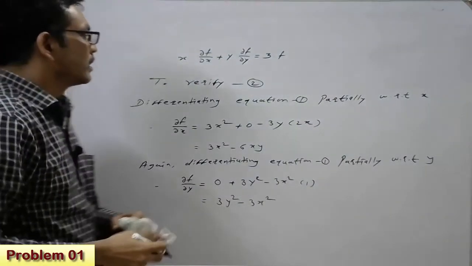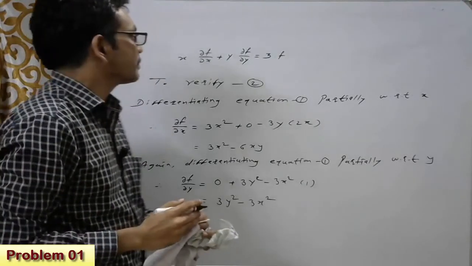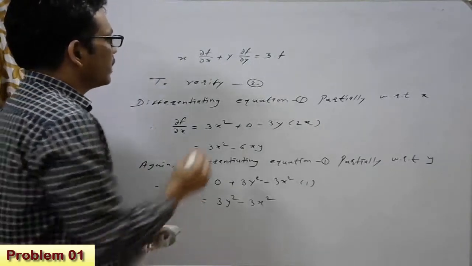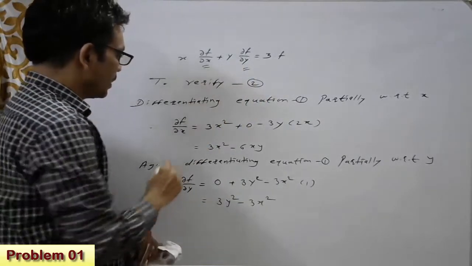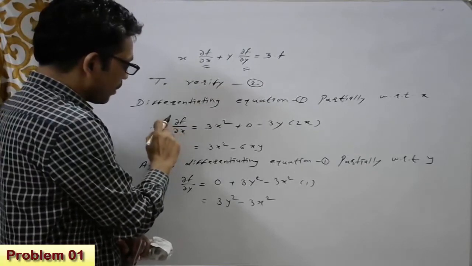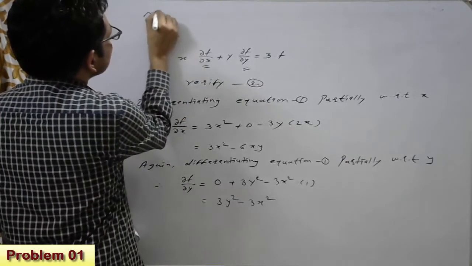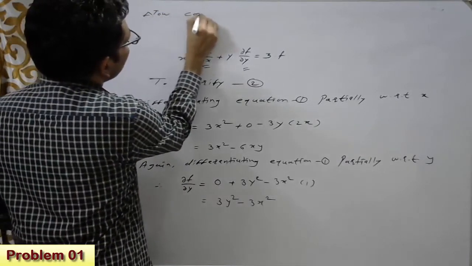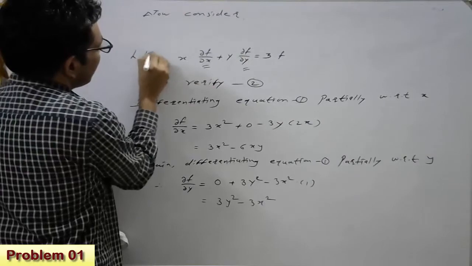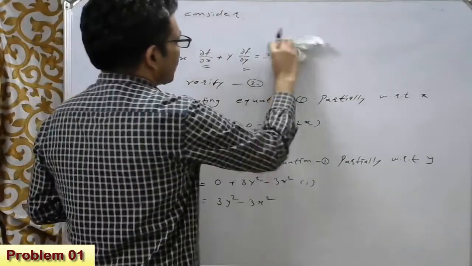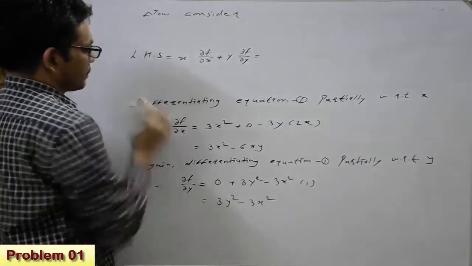Okay, see, in this problem we have to verify Euler's theorem. For this, we need to find the value of del f by del x and the value of del f by del y. Now, first consider the left hand side.